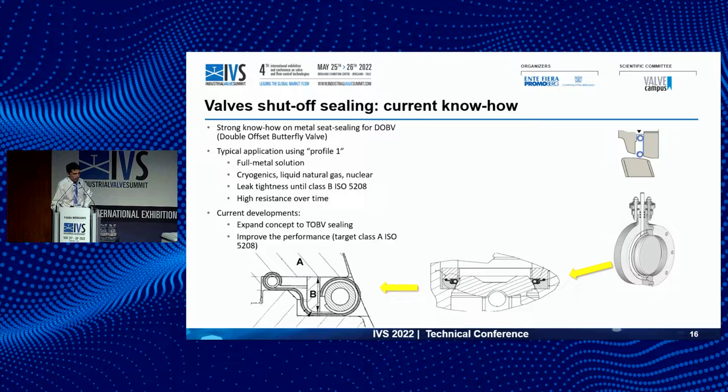We wanted to expand this concept to the triple offset butterfly valve, because the triple offset butterfly valve is more standard now in the industry. And also we wanted to improve the performance. The common performance with this seal was a class B according to ISO 5208. And the goal was to reach a class A ISO 5208, so actually a zero bubble tightness on the valve. So we had to work a little bit also on the coating.